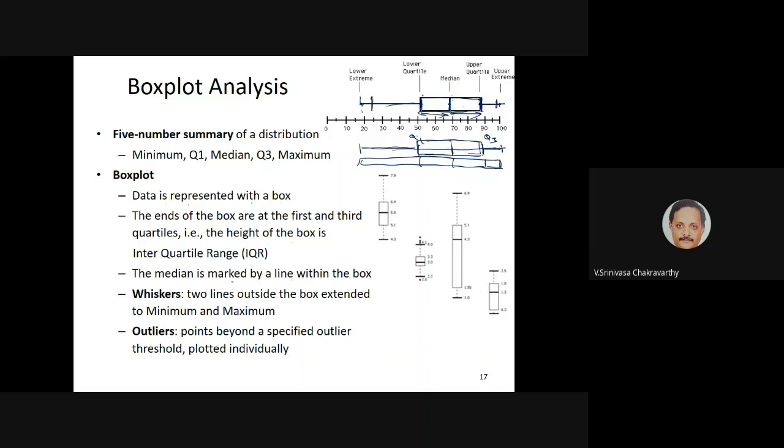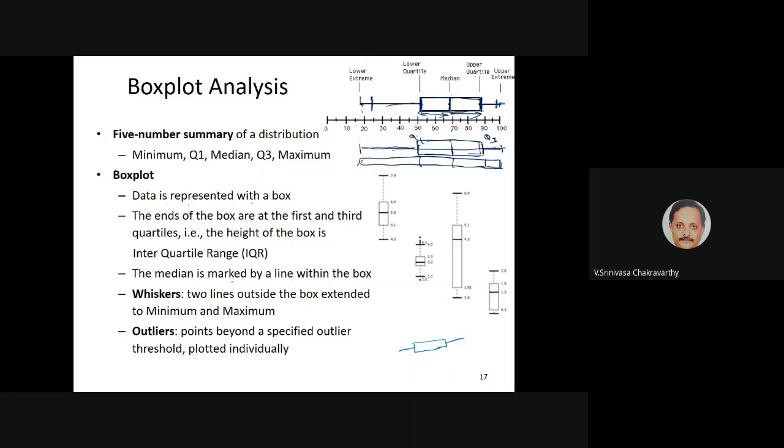The box ends at the lower quartile on the lower side. Similarly, the box ends at the upper quartile on the upper side. Beyond that, draw a straight line going all the way to the max value. So this is called a box plot. In this plot, there is a box with 2 tails, which are called whiskers.